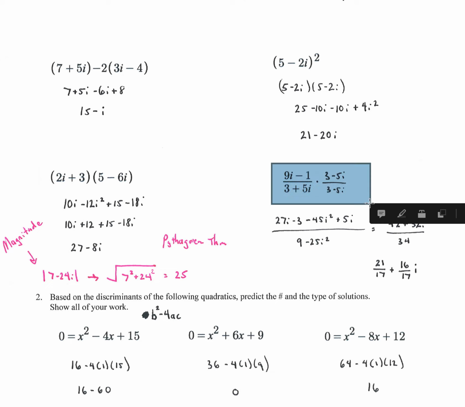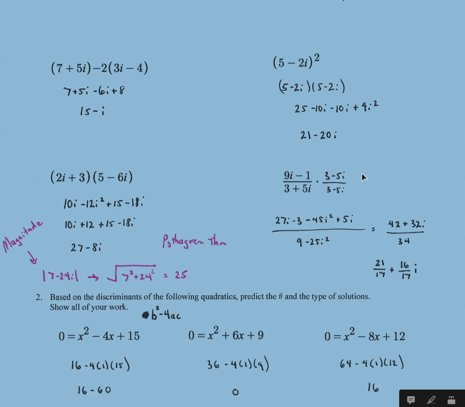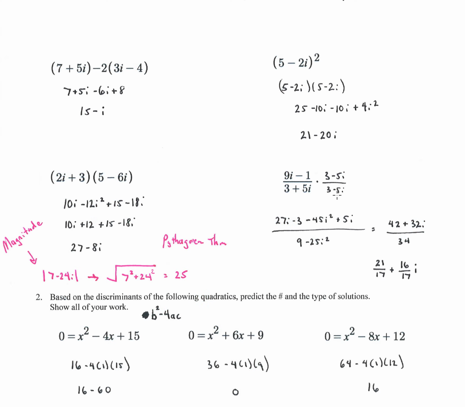This one's probably the hardest one. Whenever we have to divide by a complex number, we have to multiply by the conjugate. So we're going to take this sign right here. If this is a plus, you're going to make it a minus. If it's a minus, you're going to make it a plus. You're going to multiply top and bottom by the same complex number, which is called the conjugate.